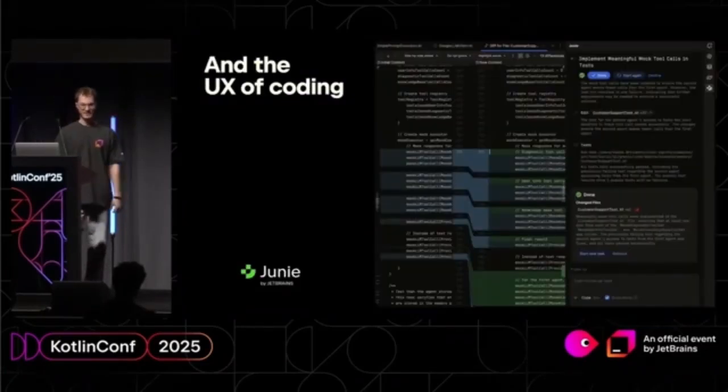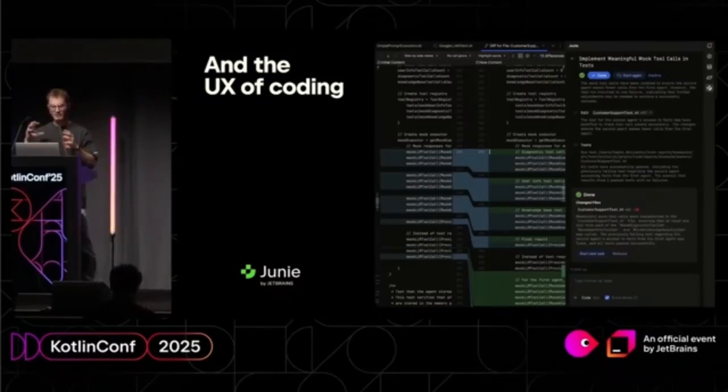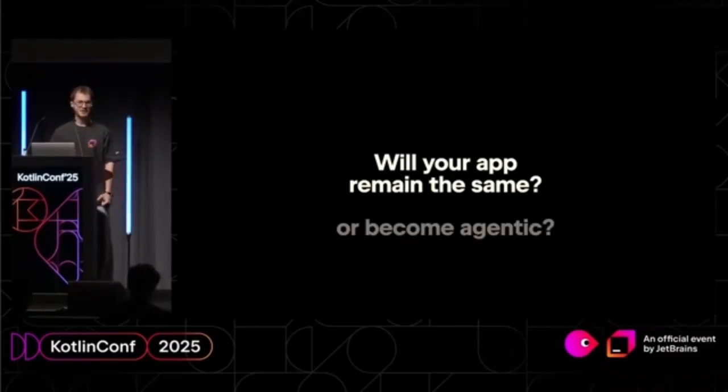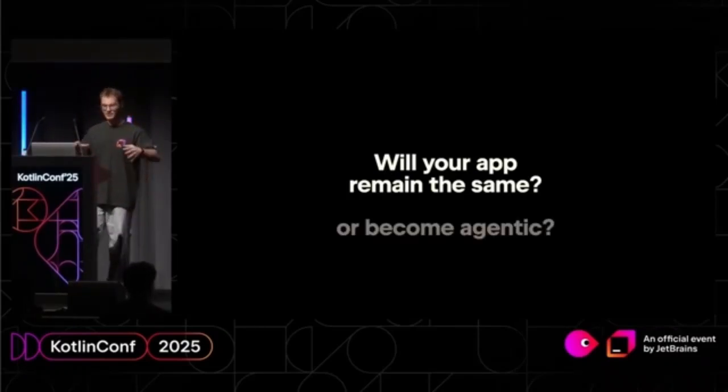AI has already changed the user experience of search, of text editing, of studying, and even of coding. That's JetBrains Junie, by the way. If you haven't tried it yet, please do. I strongly recommend it. It can automate coding tasks right in your IDE. That's the future. So the question is, will your application remain the same, or will it become agentic? Of course, the choice is yours.